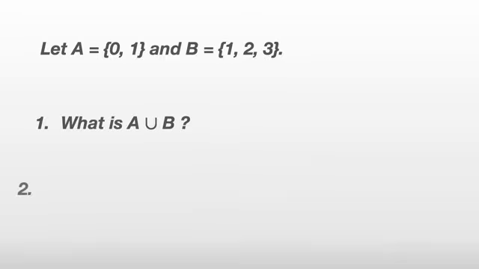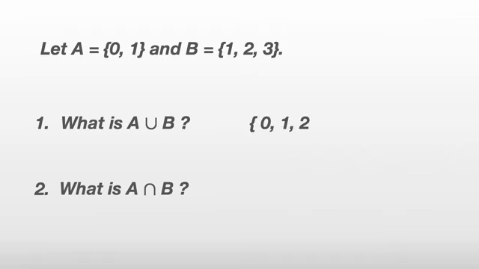And what is the union of A and B? The union of A and B contains all the elements in A, so 0 and 1, as well as everything in B, which is 1, 2 and 3. So altogether, and ignoring the repeating one, the union of A and B is a set containing 0, 1, 2 and 3. Remember, just to be clear, we get a set containing 0, 1, 2 and 3 from taking the union, not just the elements 0, 1, 2 and 3.